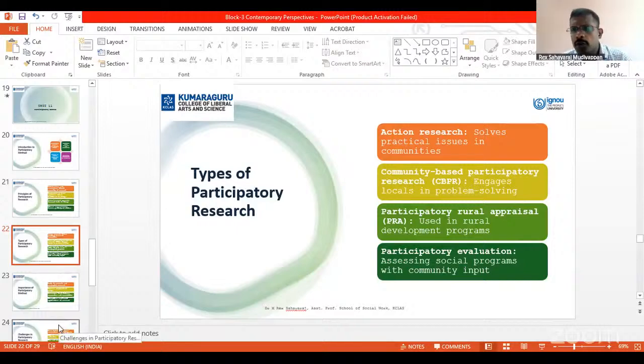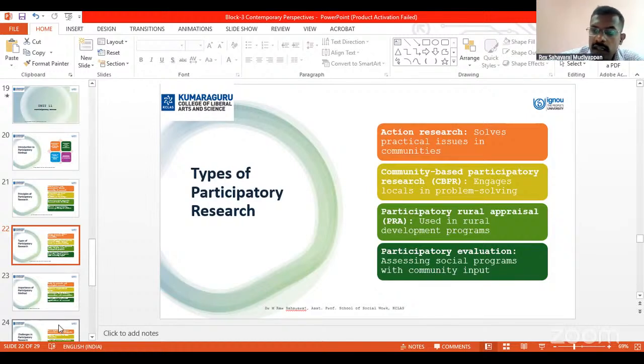And community-based participatory research, that is CBPR. Engage locals in problem solving. We do study community-based participatory research in social work. When we do that, we see to it that the community is participating in the research and solving the problem, right?